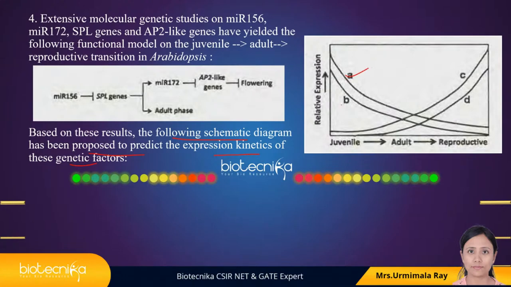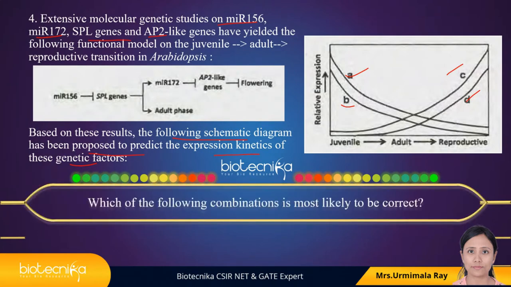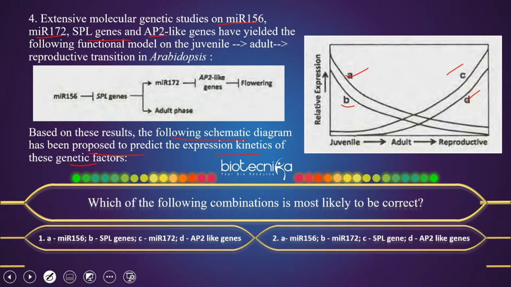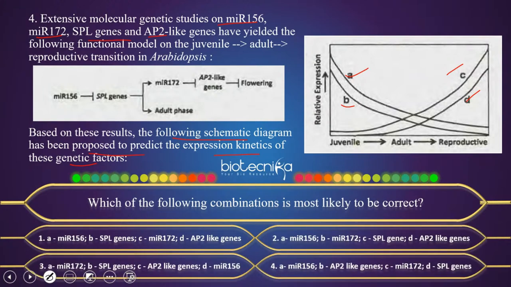They have given A, B, C, D. So you have to tell, out of these four genes, what is A, B, C, and D. Which of the following combinations is most likely to be correct? So give me the correct answer. Come on. That's right, Mahima. Correct.